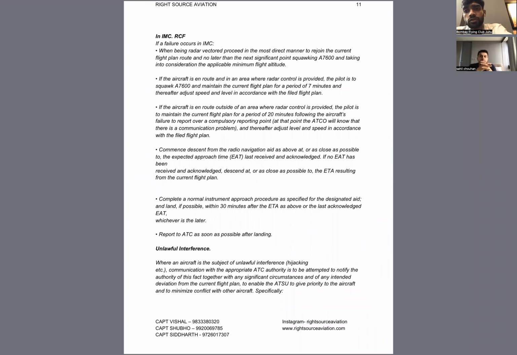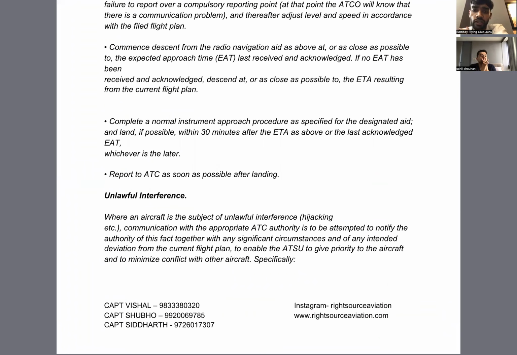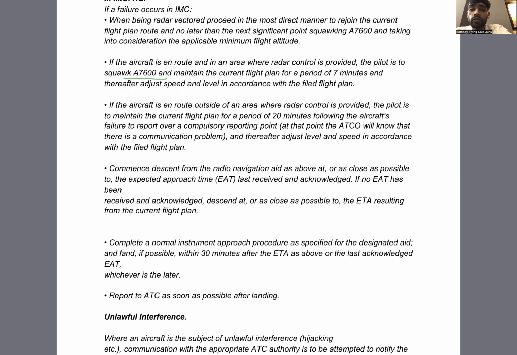Now, this was covered. Okay, so the second part we studied in Rules of the Air was unlawful interference. I will just make you recall things so that when you come next time, I can explain if you have doubts. Unlawful interference is what? Transponder code 7600 you will require to put whenever you are flying in IMC and in controlled airspace and RCF FX.